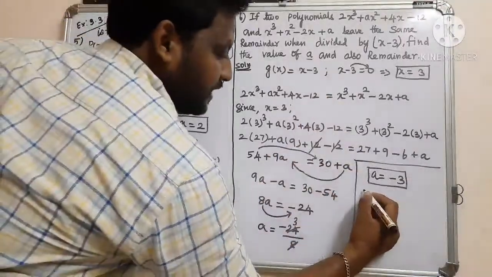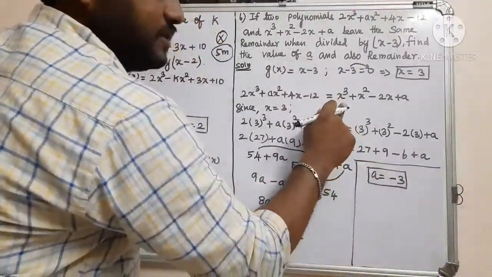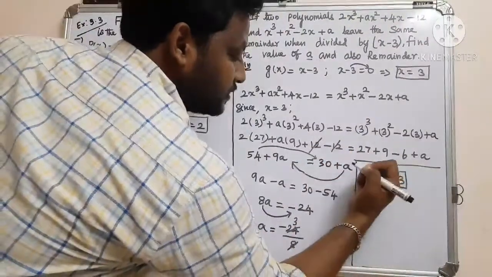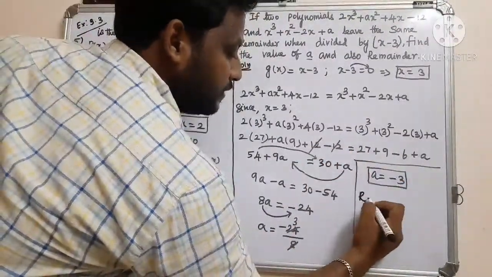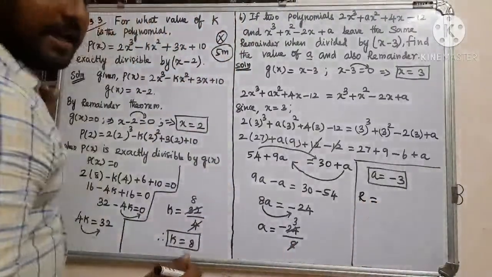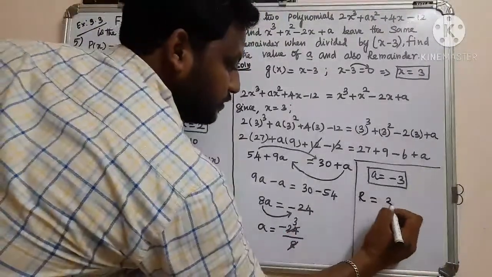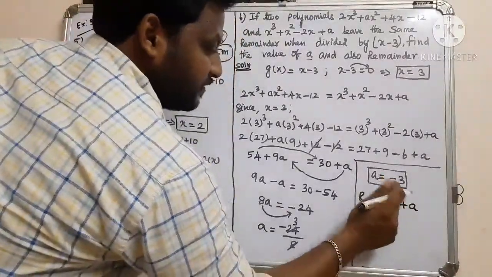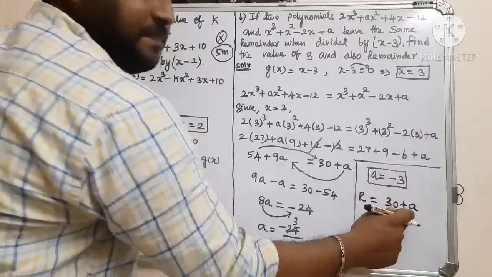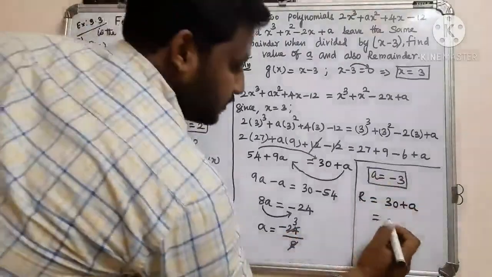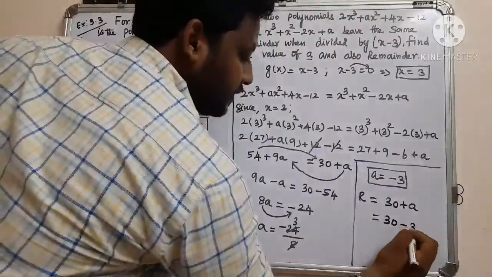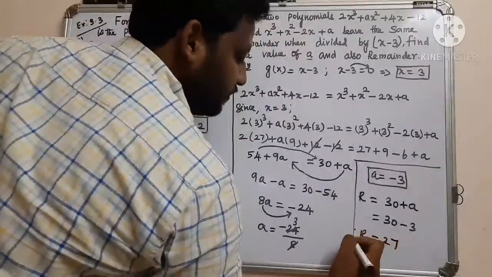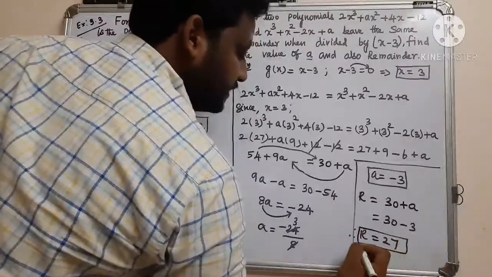For the second polynomial, if you substitute the value in the second polynomial, the value is 30 plus a. So that should be taken as the remainder. Remainder should be written as R, capital R. Remainder is equal to 30 plus a. So you have to substitute the value of a, minus 3, here. So 30 minus 3. So R is equal to 27. So therefore the remainder is 27.